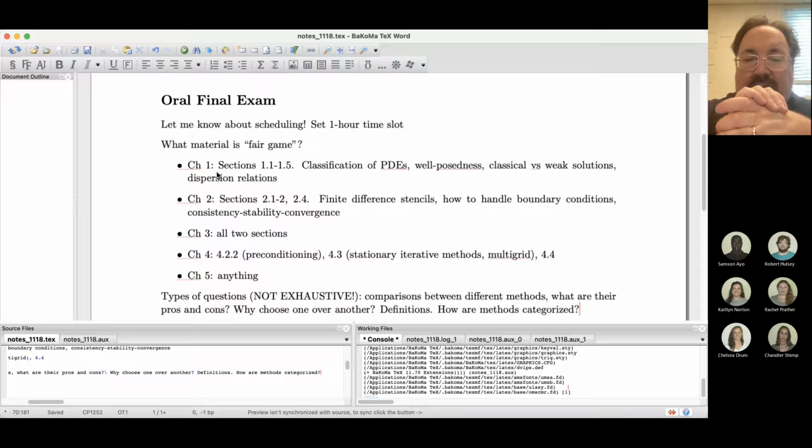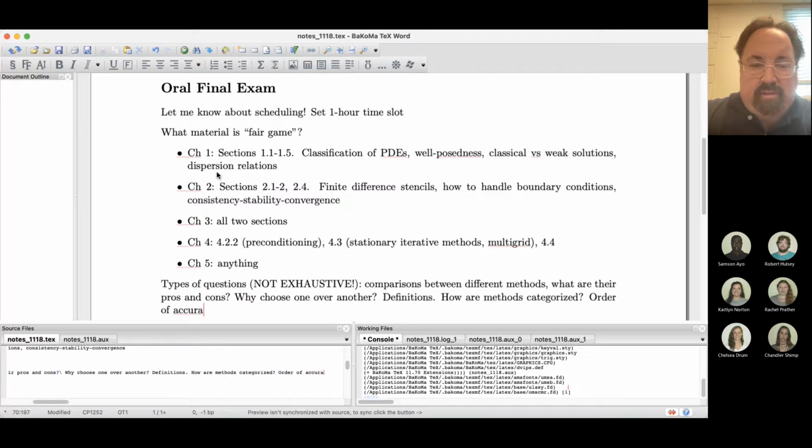What are certain key properties? For example, what is the order of accuracy of Euler or trapezoidal rule, or an Adams-Bashforth method?